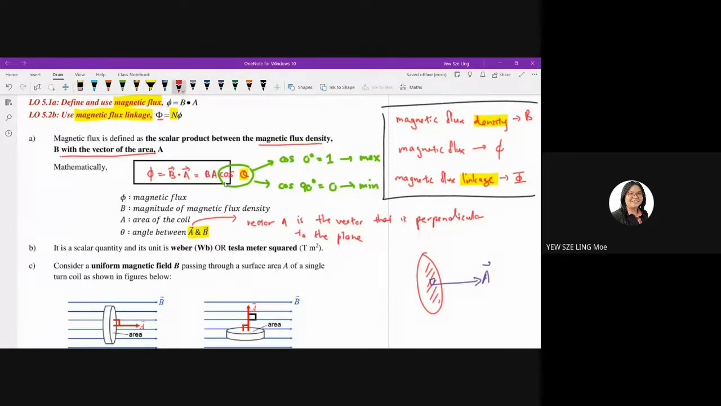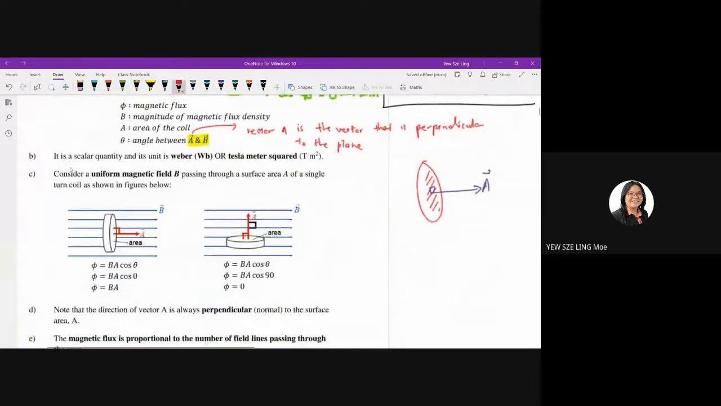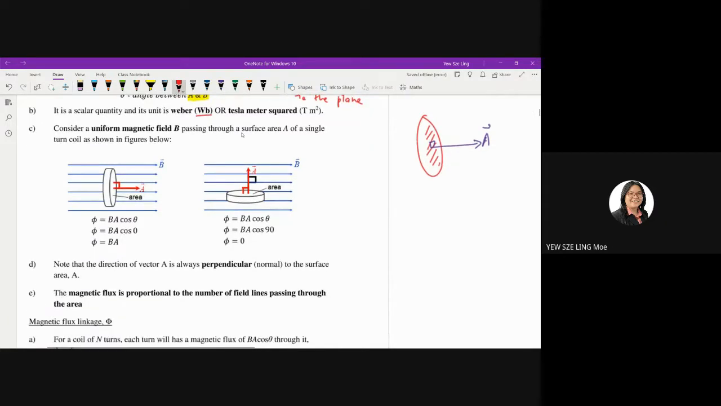So magnetic flux is a scalar quantity and the unit is Weber or Tesla meter square. Now, most of the time we use Weber, WB. So consider a uniform magnetic field passing through a surface area of a single turn coil as shown in the figure below. First one, if you look at vector A and B, then we have BA cos 0 degree, which is BA. So this one is a maximum value because your cos 0 gives you 1.